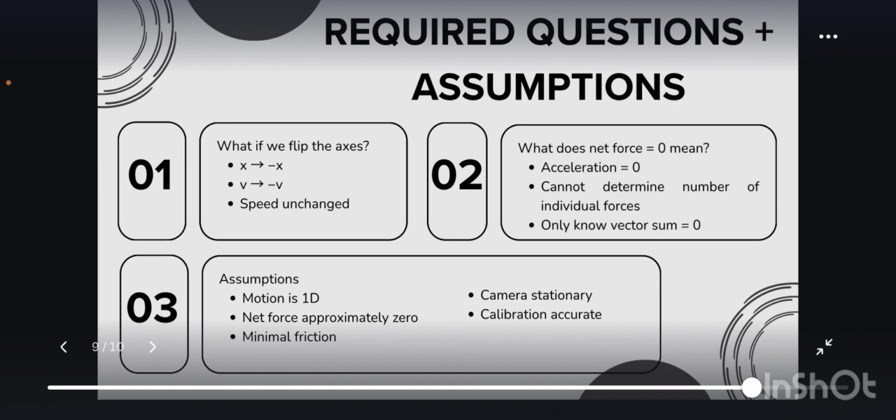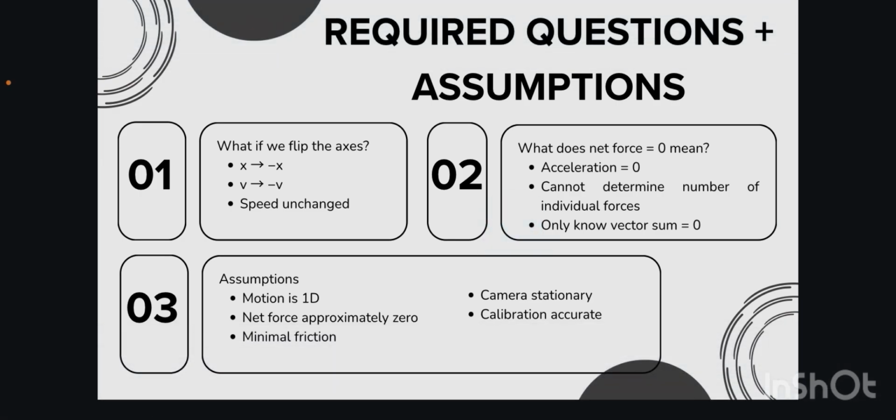First, what if we flip the axis? If the x-axis direction were flipped, all position values would change sign and the velocity would change sign as well. However, the magnitude of the speed would remain the same. The physical motion does not change, only the coordinate description changes.